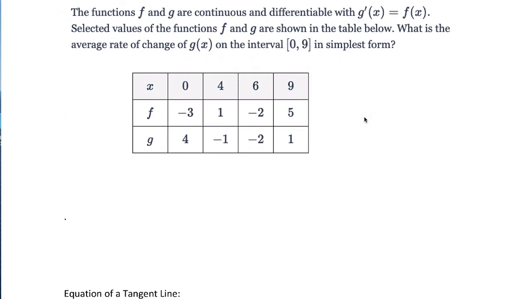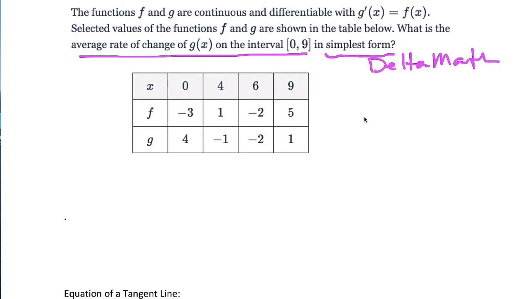If we take a problem like this, which came from Delta Math, and it asks us to find the average rate of change of G on this interval. Now, Delta Math is going to ask you to do it simplified, so we'll talk about what you need to do for the AP exam and what you need to do for this.